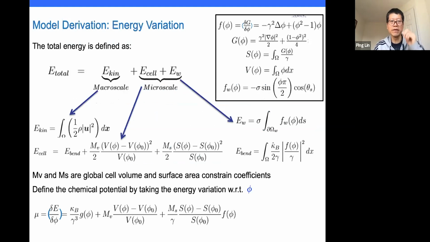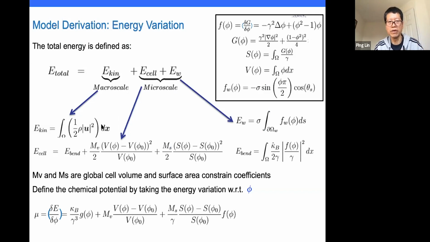Basically, now we have the idea of how we derive the model. For the vesicle, you have a kinetic energy term, which is the same as before. We wrote the total energy before.